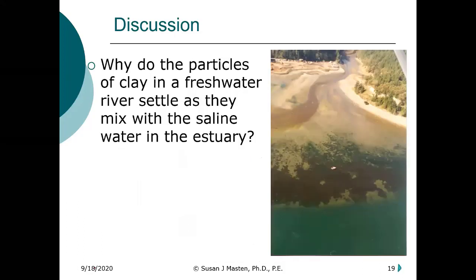Here, you can ask the question: we have a freshwater river, and the question is, why do the particles of clay in a freshwater river settle as they mix with the saline water in the estuary?